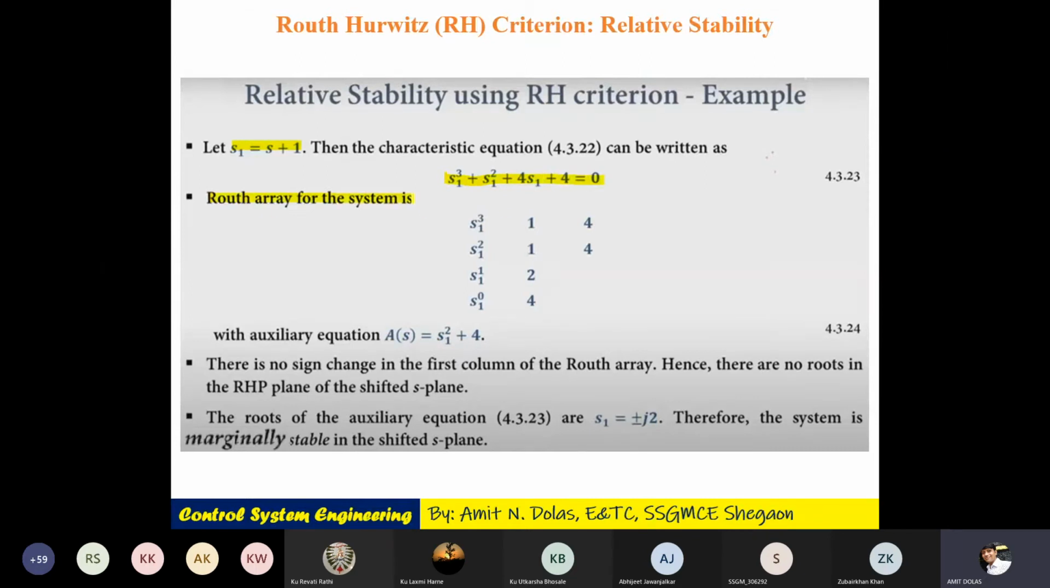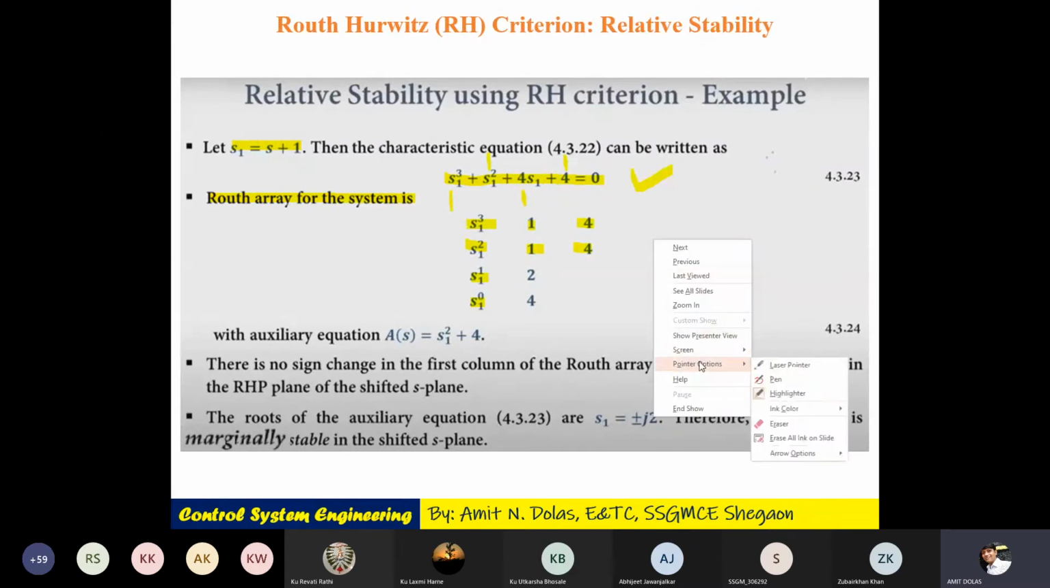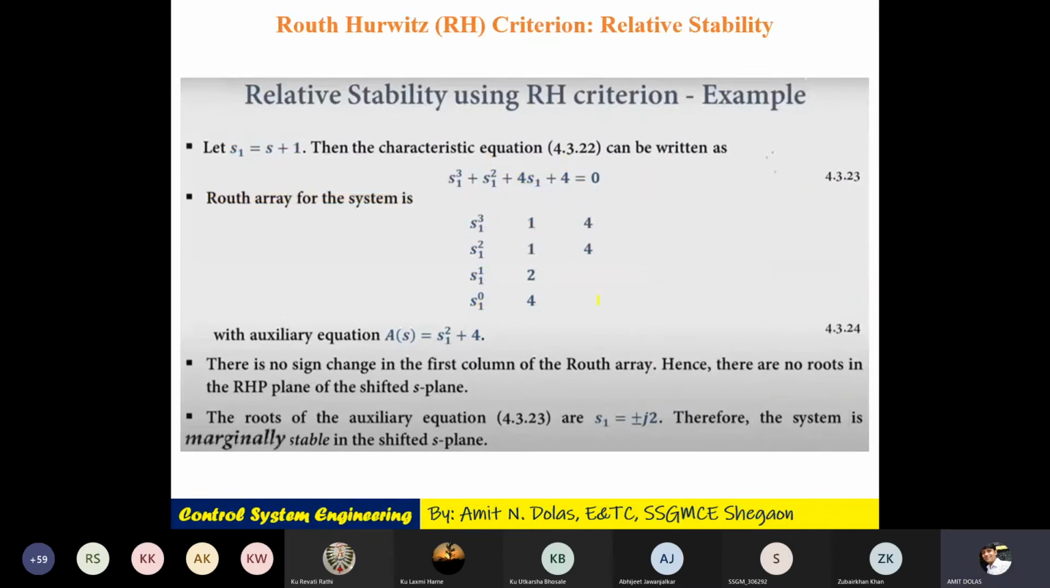Let's see the Routh array for this modified, shifted system. That will be S1 cube, S1 square, S1 to the power 1, S1 to the power 0. The coefficients of S1 cube and S1 are 1 and 4, and of S1 square and S1 to the power 0 are 1 and 4. What happened in this 1 and 4, 1 and 4? It will lead to the 0. You just cross multiply, 4 minus 4. It will be 0 here. It will be a 0 term here.